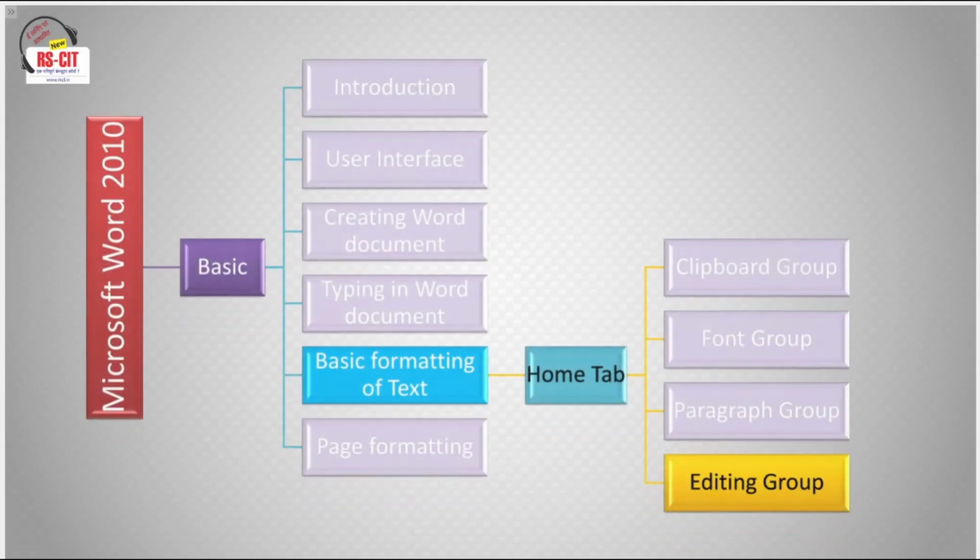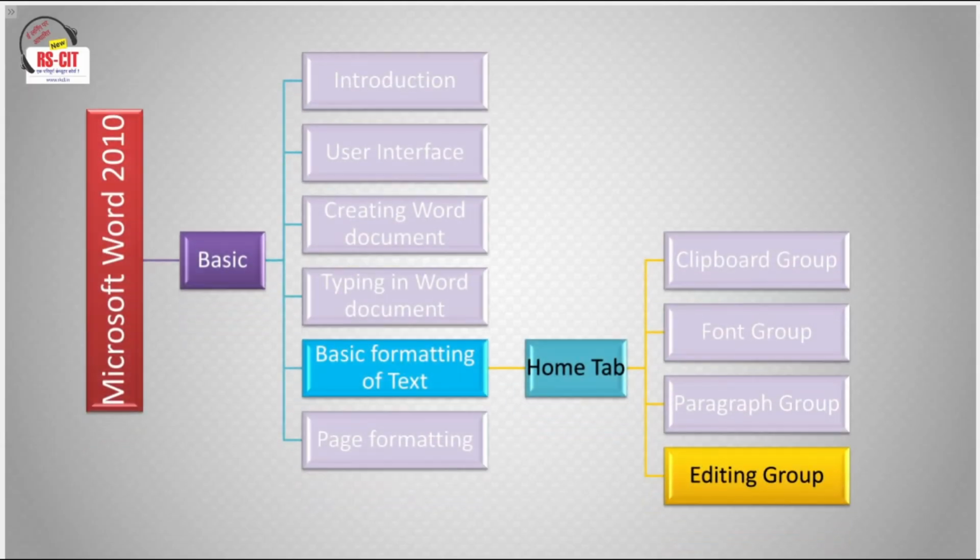Paragraph formatting refers to the layout of a paragraph on the page. You can change the look of a paragraph by changing its indentation, alignment, and line spacing, as well as the space before and after it. The Paragraph group of the Home tab has all the options for quick paragraph formatting.